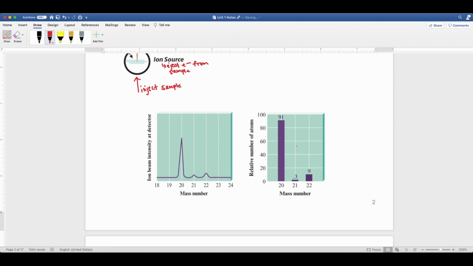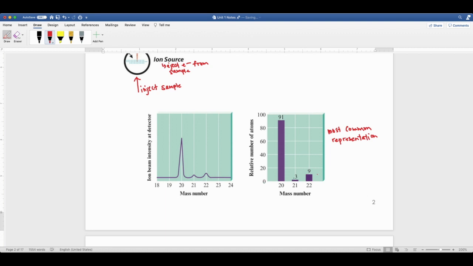A lot of times you're going to see this right here. This is the most common representation. You're going to have a bar graph of sorts. And a lot of times the bar graph will tell you the percentages here. Sometimes they don't, but you could estimate approximately the percentage there. So 91% of this is neon 20, 0.3% of this is neon 21, and 9% of this is neon 22.